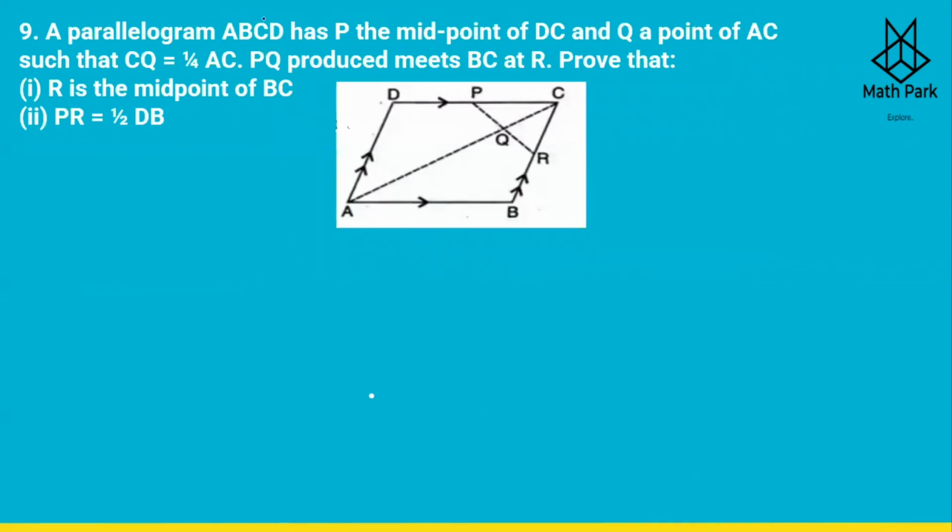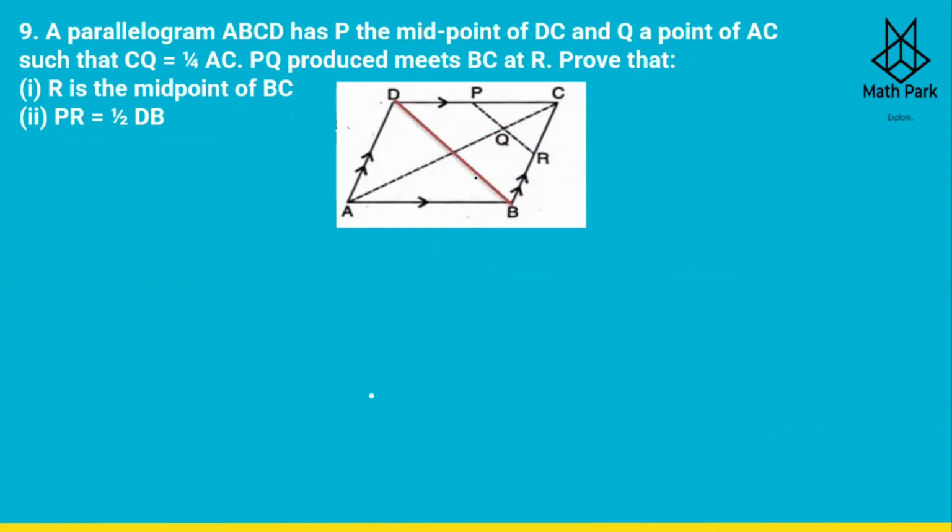Question number 9. In a parallelogram ABCD, P is the midpoint of DC and Q is the point on AC such that CQ is equal to 1/4 of AC. And PQ produced meets BC at R. You have to prove that R is the midpoint of BC.